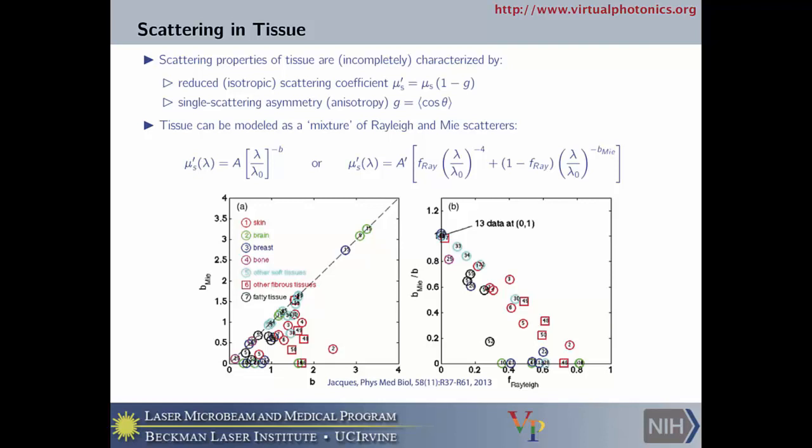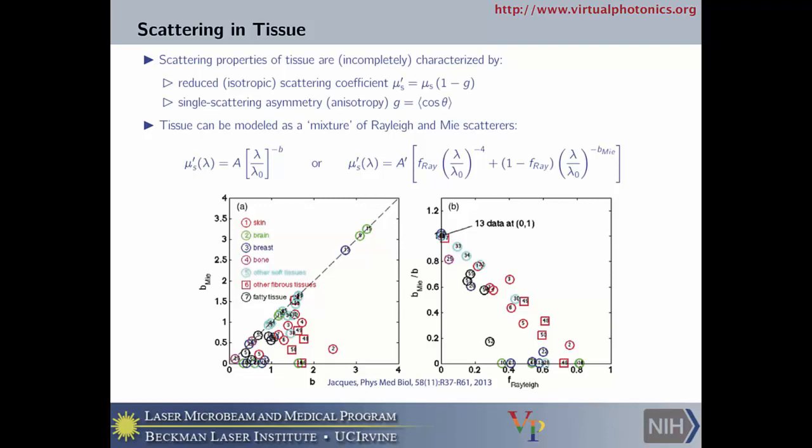Because the more Rayleigh scattering you have, the more this B Mie will be smaller than the value of B when you just compress, or basically try to describe, all of your scatterers with a single power law. This tells you the fraction of Rayleigh scattering: if you have more and more Rayleigh scatterers, the difference between B Mie and B becomes larger. So the more Rayleigh scatterers you have, the more B Mie is smaller than B.